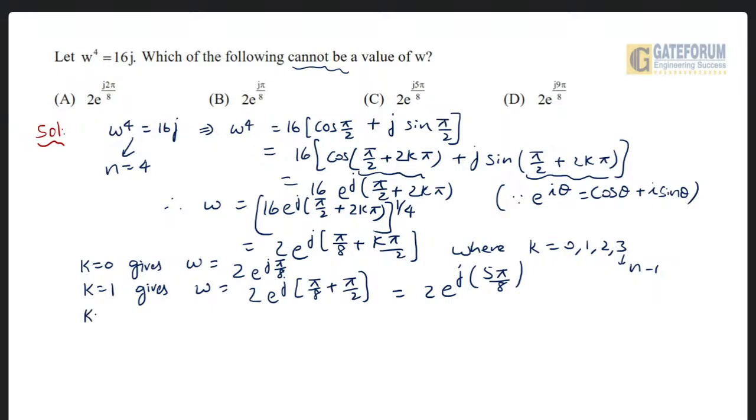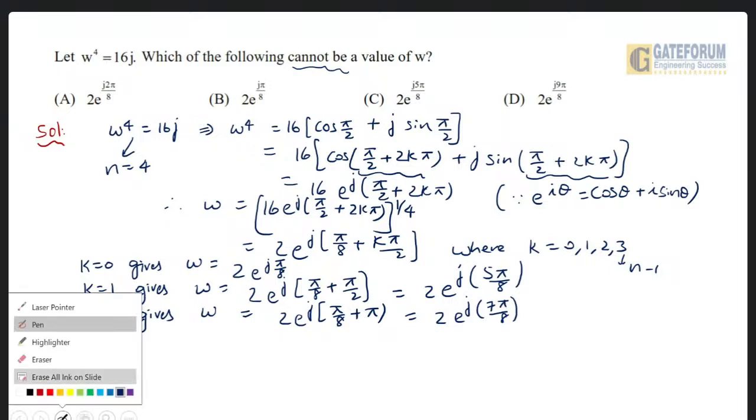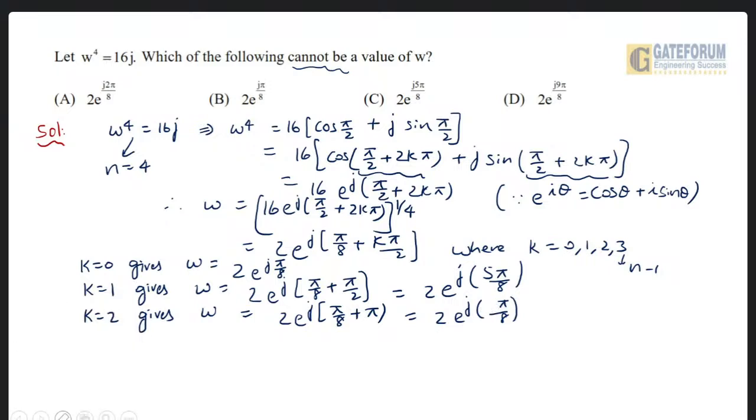Next, k is equal to 2 gives w is equal to 2 into e to the power j into (pi by 8 plus pi). So pi by 8 plus pi simplifies to 9 pi by 8 by taking LCM 8. 2 into e to the power j into 9 pi by 8. This is also in the options.